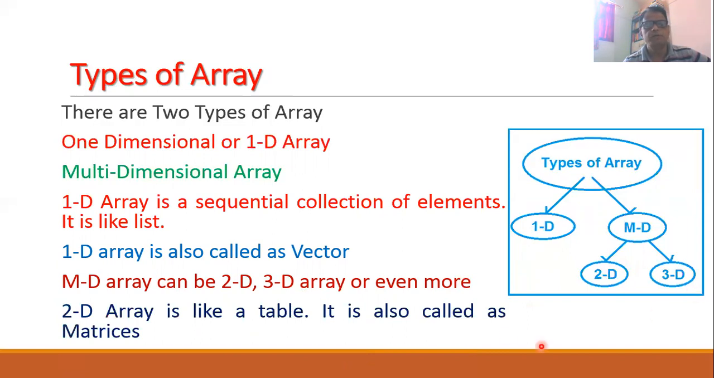A two-dimensional array is like a table. Suppose you have been given a table of numbers or a table of names, then you can say that it is a two-dimensional array. Sometimes a two-dimensional array is also called a matrix.